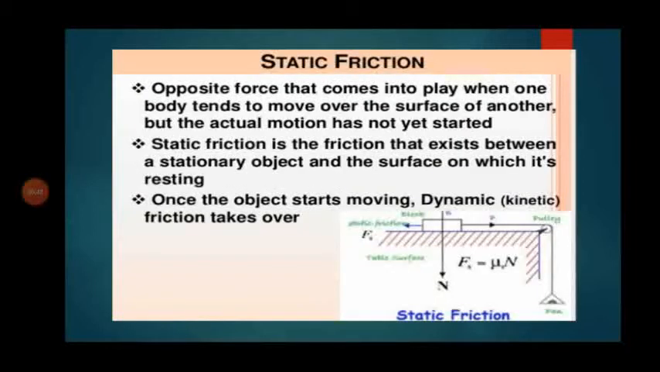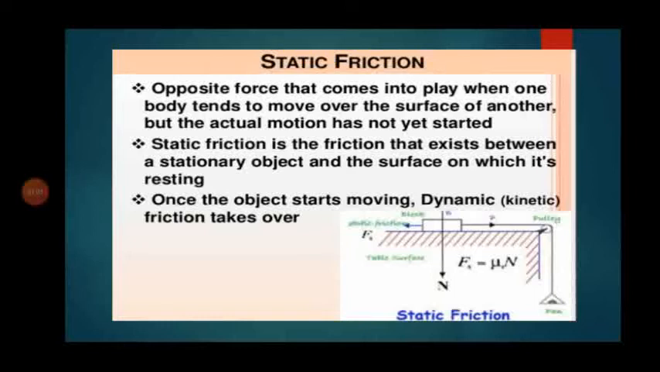First one is static friction. Opposing force that comes into play when one body tends to move over the surface of another, but the actual motion has not yet started. Static friction is the friction that exists between a stationary object and the surface on which it is resting.